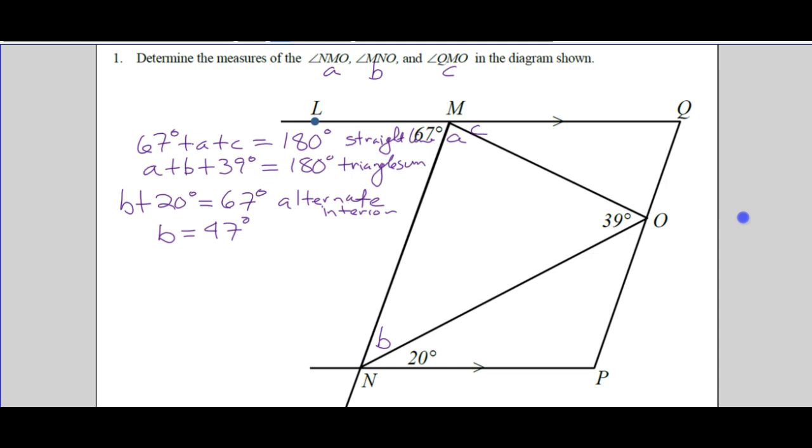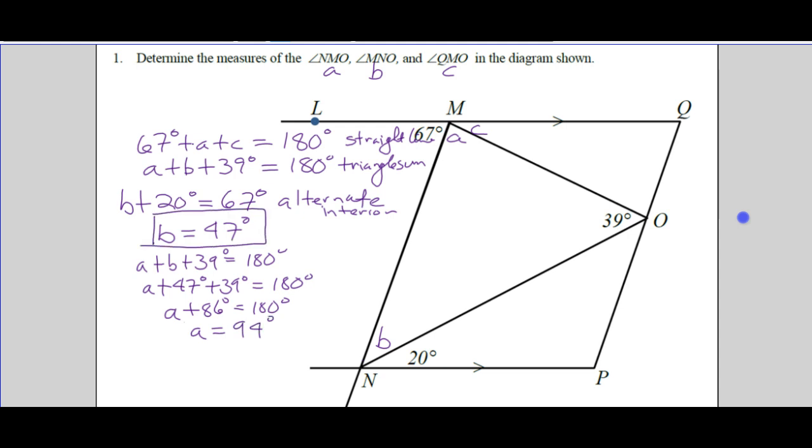So there, we cracked the nut, because now we can figure out A. We know that A plus B plus 39 is 180, and we know that B is 47 degrees now, plus 39 degrees is 180. 47 plus 39 is what? It's 86. You're jumping ahead. So A plus 86 is 180, so what's A? A is 94.